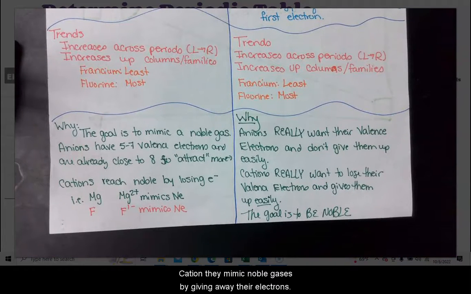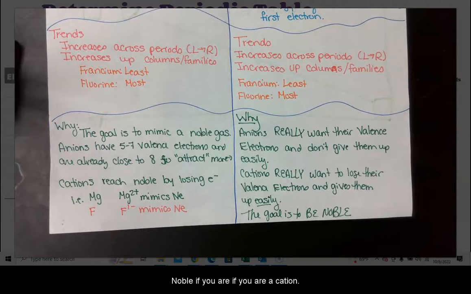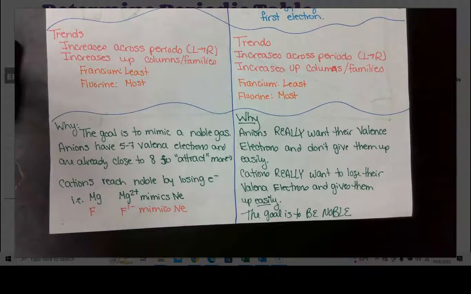Whereas cations, they mimic noble gases by giving away their electrons. They want to get rid of their electrons. Hey everybody, take my electrons! So they're not going to charge a heck of a lot in terms of energy for the electrons that they want to get rid of. Please remember that everyone's goal is to be noble. If you are a cation, you become noble by shedding your electrons. If you're an anion, you become noble by stealing everybody else's.